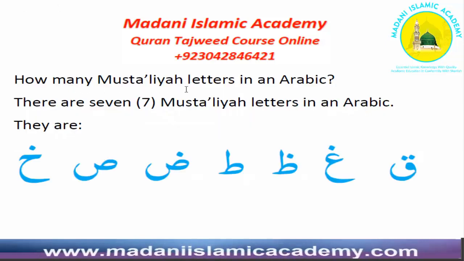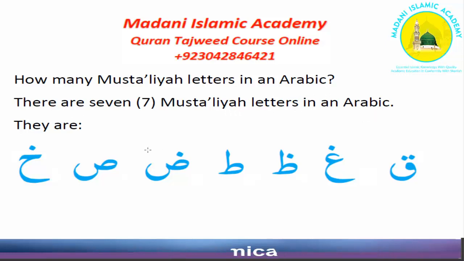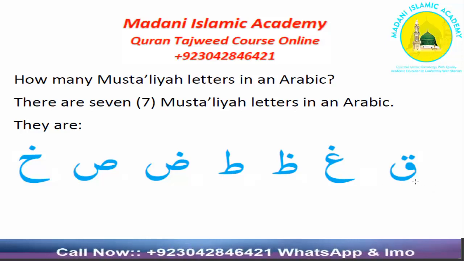How many Musta'liyah letters in an Arabic? There are 7 Musta'liyah letters in an Arabic, and they are Kha, Sad, Dad, Ta, Ra, Ghain, Qaf.